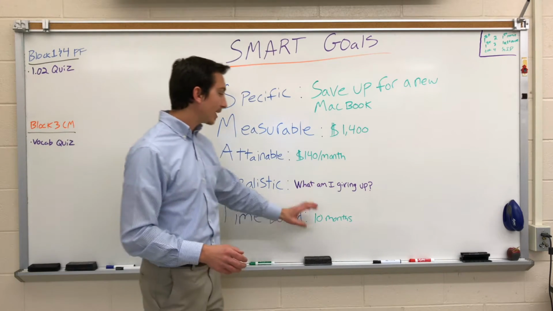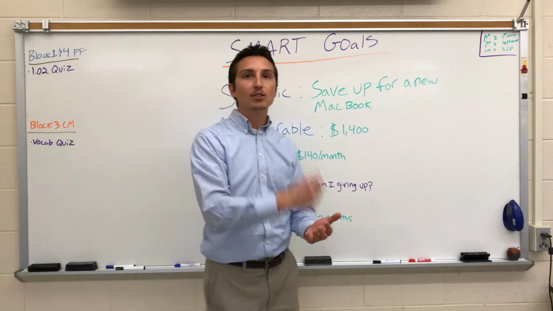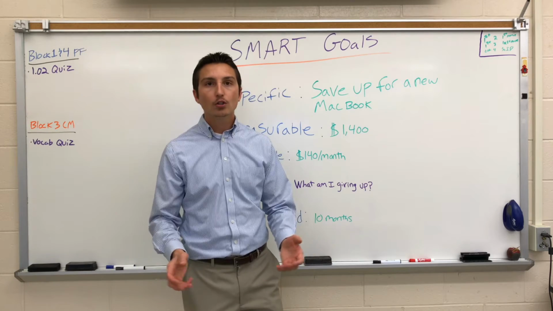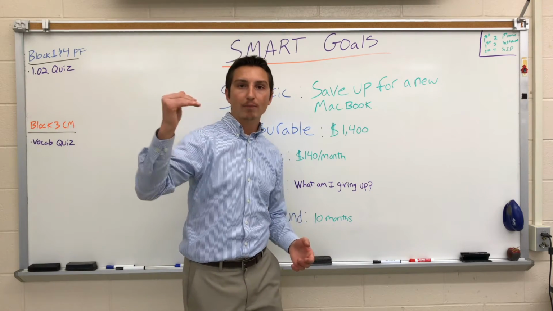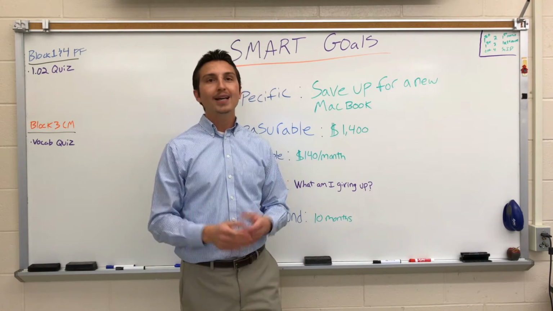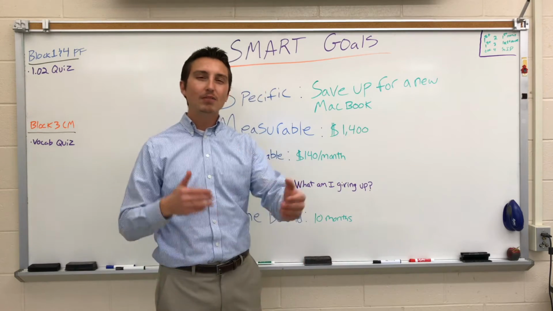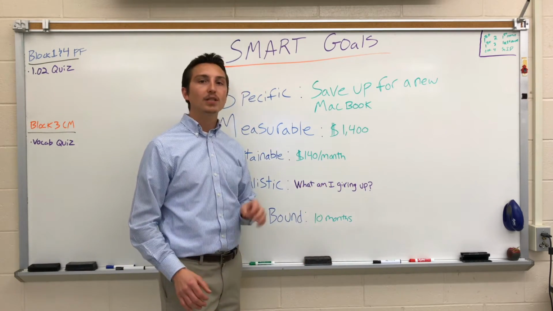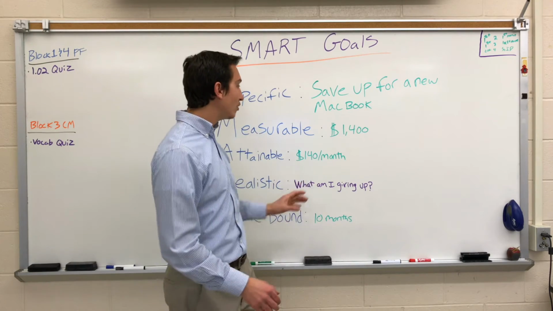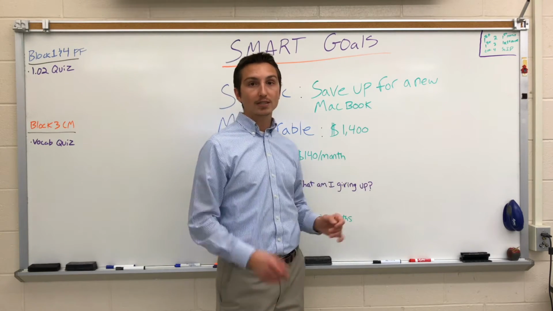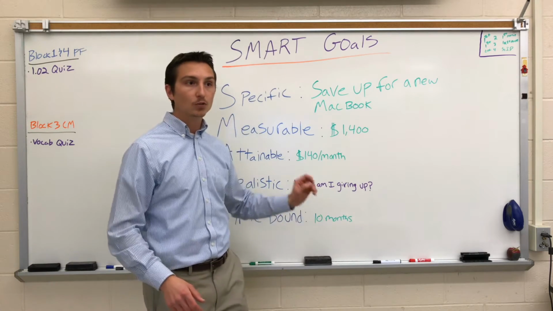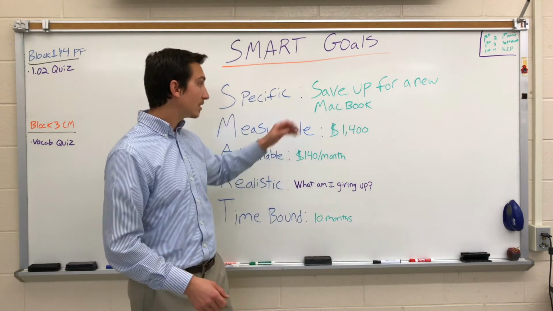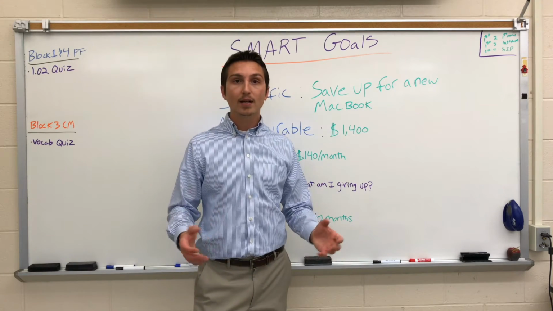So then the last part is time bound. Again, when do you expect to achieve the goal by? So if you just say, oh, I want a new computer, but you don't say how much it's going to cost, you don't have a measure, and don't say when it's achieved by, then you're never really going to meet your goal. You can't even determine whether you met your goal or not. So here you say, I'm going to save up enough to get it in 10 months. And then you'll know if you're not meeting your goal, if you're not saving that 140, and by the time 10 months rolls around, if you didn't save up for it, you know you didn't meet your goal. If you did save up the 140, you know that you did.